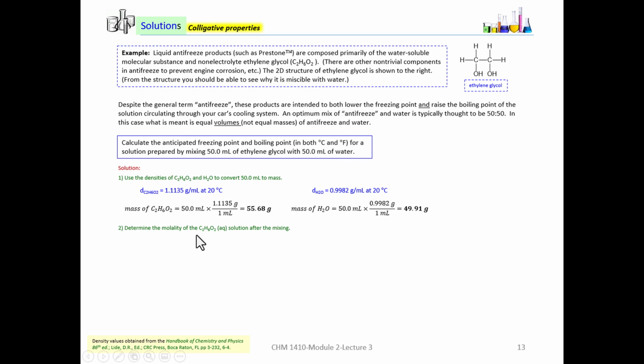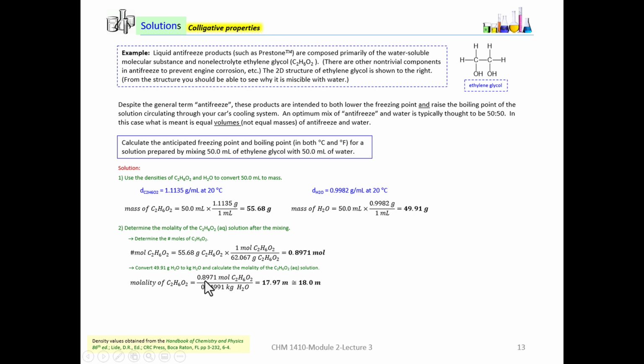Now we'll determine the molality of the ethylene glycol solution after the mixing. So to do that, we need the number of moles of ethylene glycol. So we'll take the mass here and convert it to moles using the molar mass of ethylene glycol, and we get 0.8971 moles of ethylene glycol. And now we'll convert our 49.91 grams of water to kilograms of water, and then calculate the molality of the ethylene glycol solution.